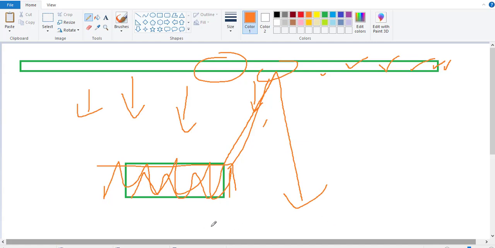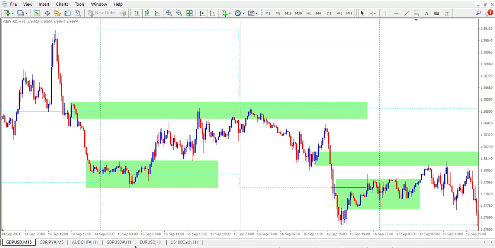So this is it, guys. Let's go on the charts and see what we have here. This is the M15. I will be showing you different time frames and different zones so that you can understand that this pattern can work on any time frame and any instrument.